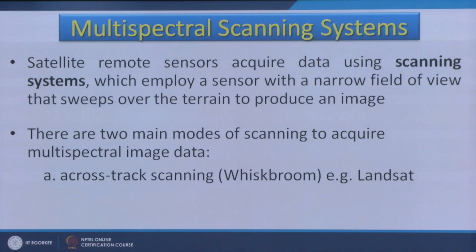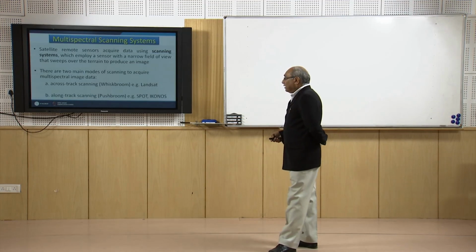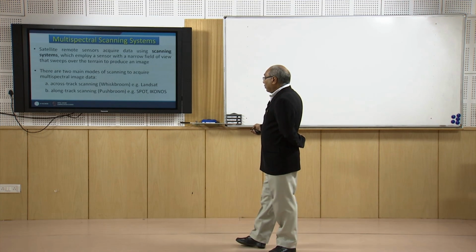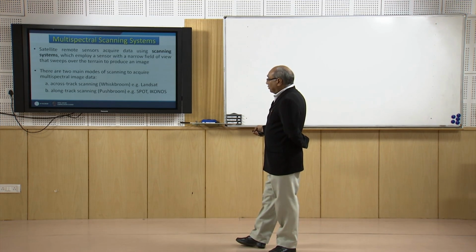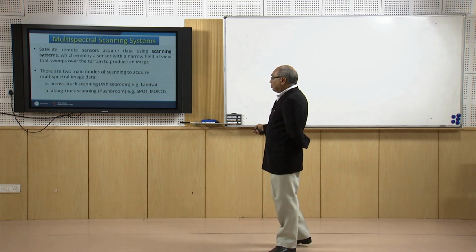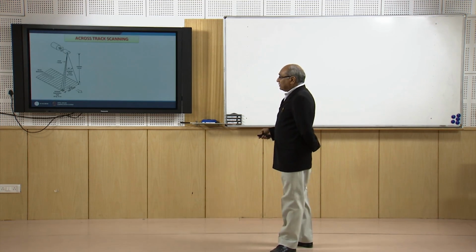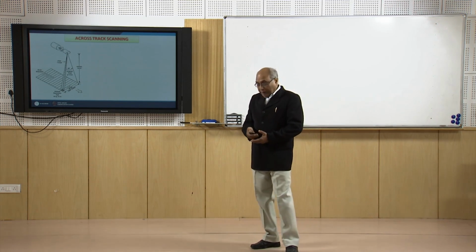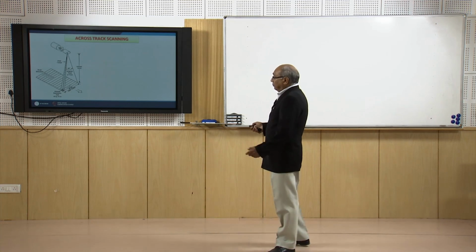And there are two types of multispectral sensors, which acquire data either by across track scanning, which we call whisk broom, like for example in the case of the Landsat sensor, or along track scanning, which was introduced by SPOT and later on by IKONOS. So we call them push broom. So whisk broom and push broom scanners. We will see in detail what are the advantages and disadvantages of these two types of scanning devices in passive remote sensing.